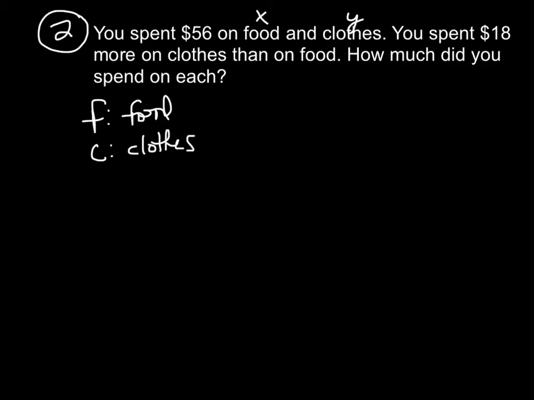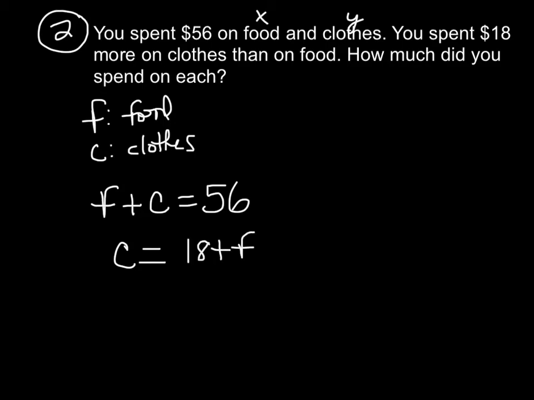So we spent a total of $56. Well, food plus clothes equals $56. I spent 18 more on clothes than on food. That means the amount of clothes is more. How much more than food did you spend? You spent $18 more. So you spent $18 more than the cost of the food on clothes. So the cost of the clothes is going to be 18 plus the cost of food because you spent more on clothes. So now we solve it.